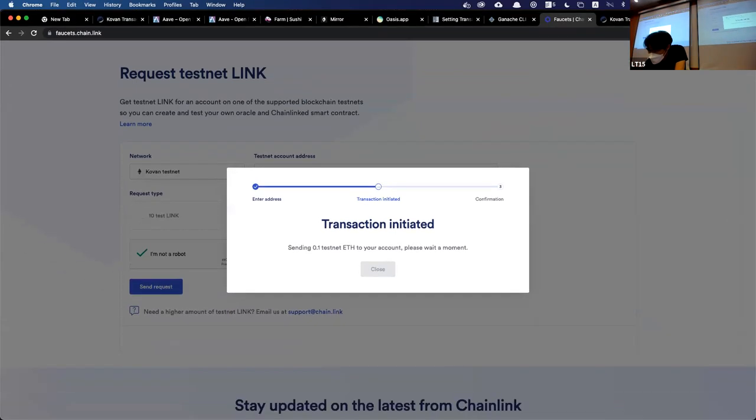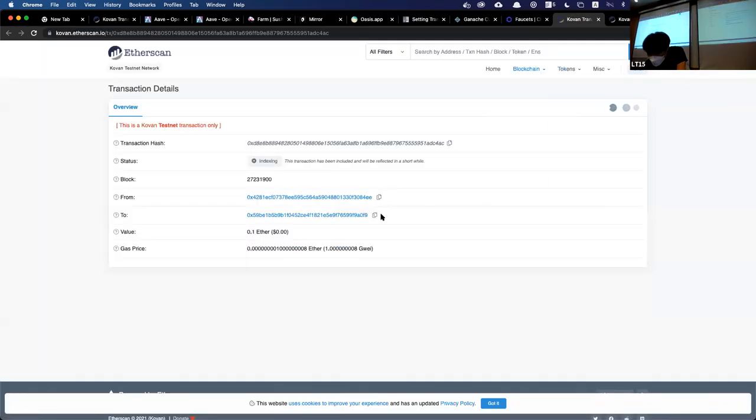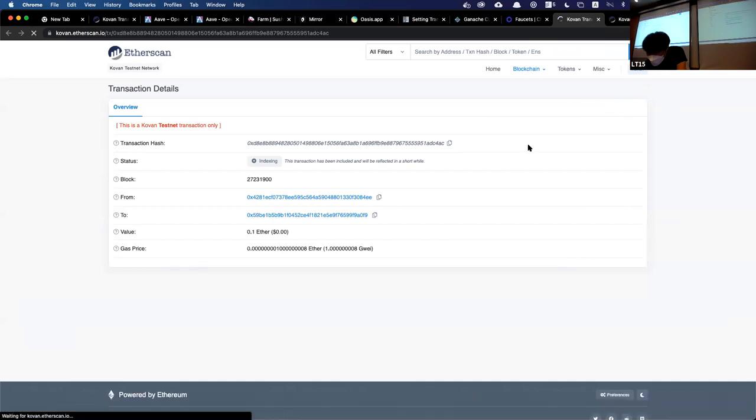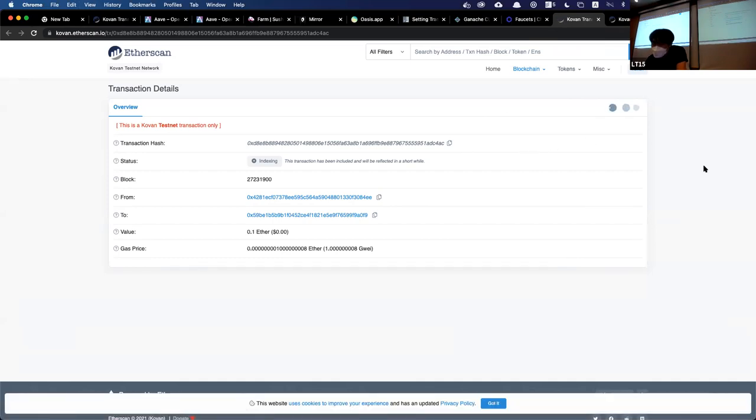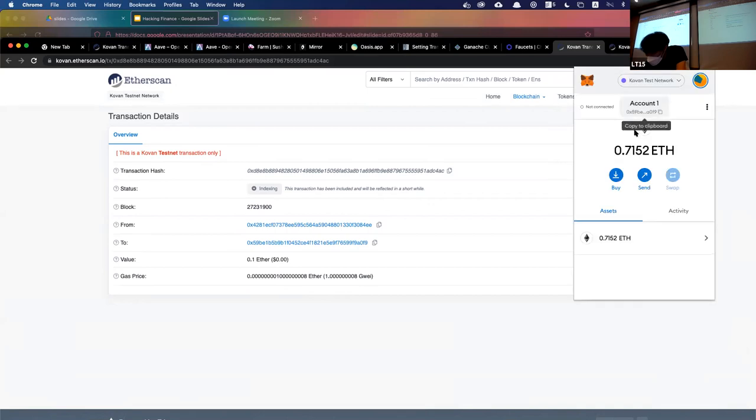Okay, so once you have requested, it should go into your account, which we can verify from this transaction link that the transaction is in. It takes some time to index. This is a blockchain explorer, which will tell you more things about your transaction, like whether it has been confirmed, and how much money you're trying to transfer. It's just going to take some time, but I think I've already received it. I had 0.7 just now, and now I've received the test Ether.